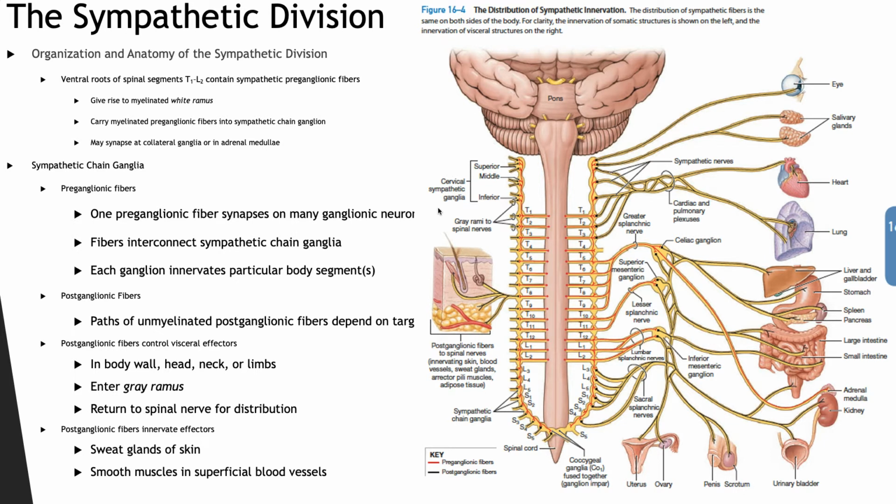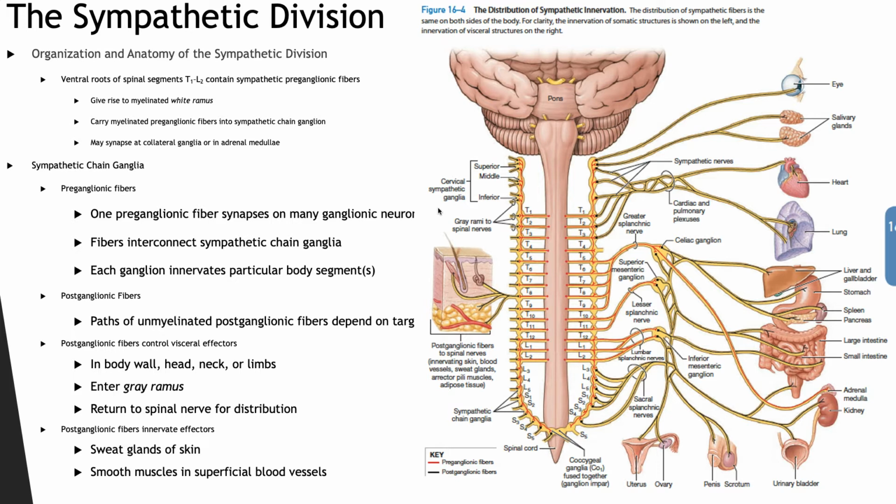The ventral roots of the spinal segments T1 to L2 contain sympathetic preganglionic fibers that originate from the lateral gray horns. After passing through the intervertebral foramen, each ventral root gives rise to the myelinated white ramus, which carries myelinated preganglionic fibers into a nearby sympathetic chain ganglion. These fibers may synapse within the sympathetic chain ganglion, at one of the collateral ganglia, or in the adrenal medullae. They diverge extensively, with one preganglionic fiber synapsing on 24 or more ganglionic neurons. Preganglionic fibers running between the sympathetic chain ganglia interconnect them, making the chain look like a string of pearls. Each ganglion in the sympathetic chain innervates a particular body segment or group of segments.